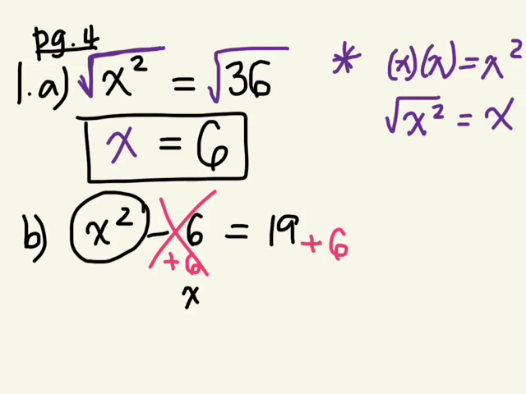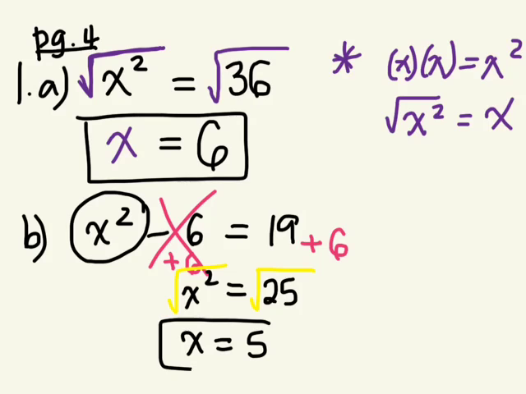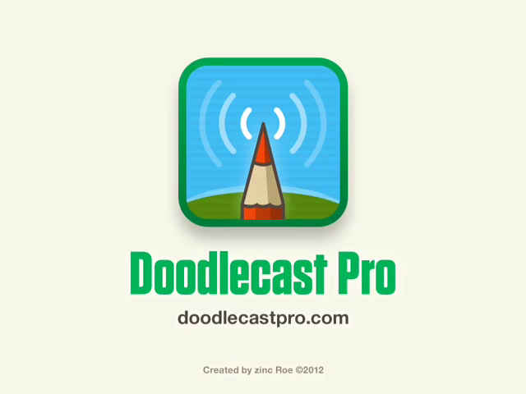I have my x squared equals, what's 19 plus 6? 25. And what's the final step here? It's x squared equals 25, but I want to know what x equals, so what do I have to do? Good, we have to square root this, and we have to square root this. X equals 5.